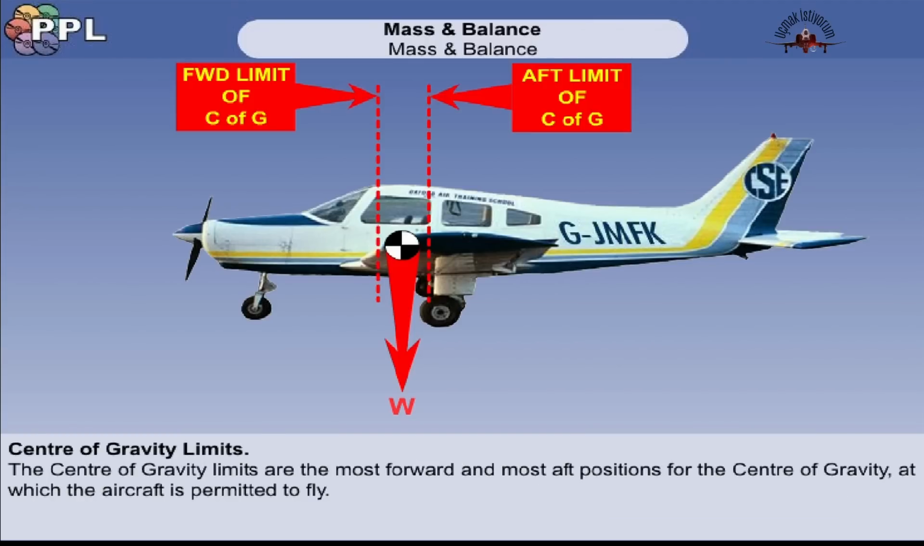The center of gravity limits are the most forward and most aft positions that the center of gravity can be at which the aircraft is permitted to fly. The center of gravity limits are set by the manufacturer, defined in the aircraft flight manual, and are mandatory. They are defined relative to the center of gravity datum.